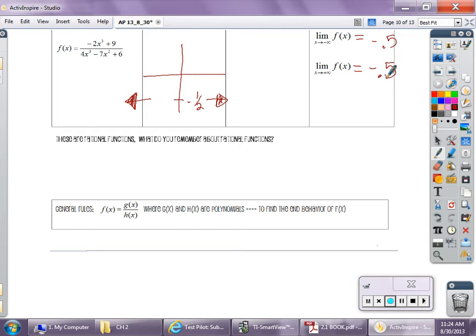You said some important things. The powers were the same. You said the word horizontal asymptote. Those are all things that we're going to use. That is exactly what I used to figure it out.